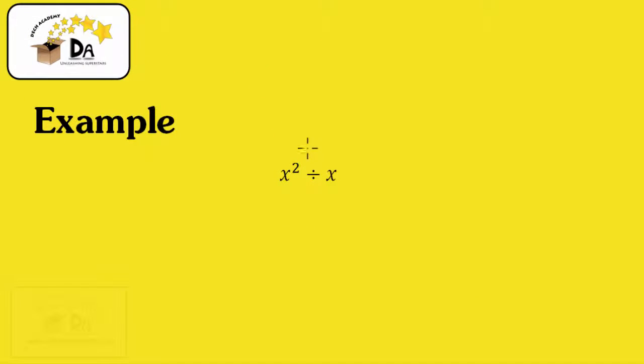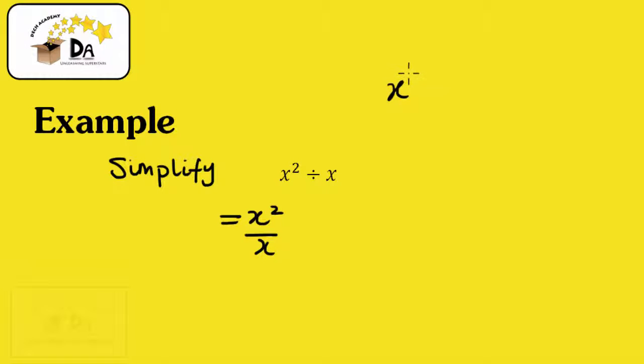So here's another example. We need to simplify x squared divided by x using any of the laws we've just learned. x squared divided by x, or x squared over x. And if you recall from the laws of indices, x^m divided by x^n is equal to x^(m-n). So I'm going to apply this to x squared over x.